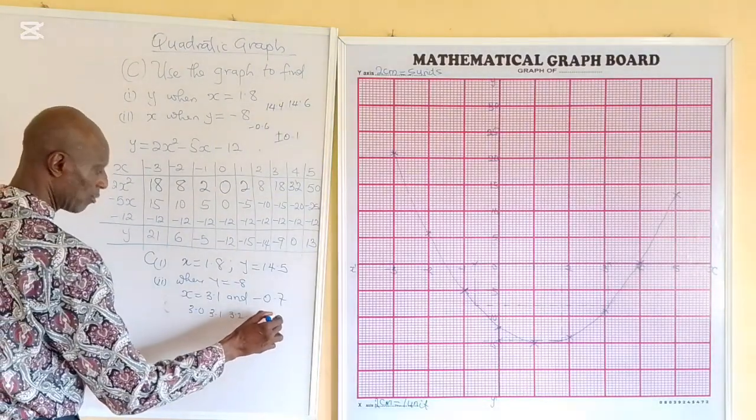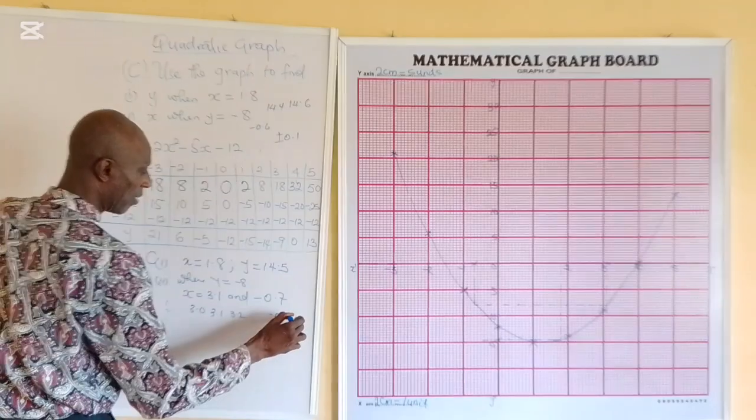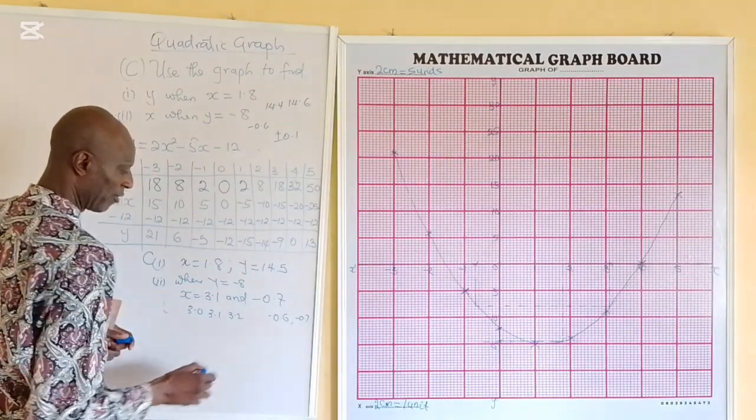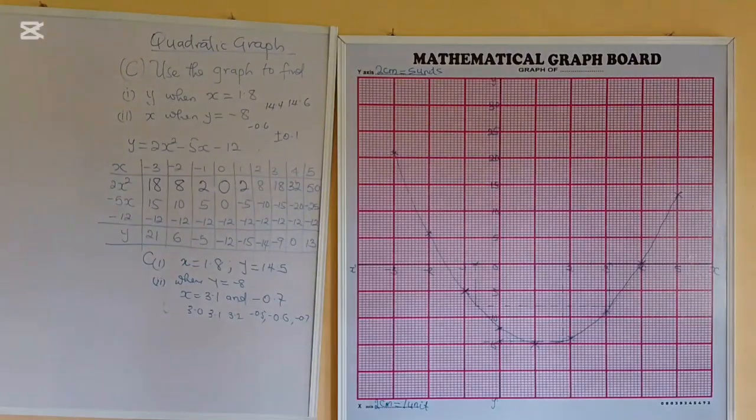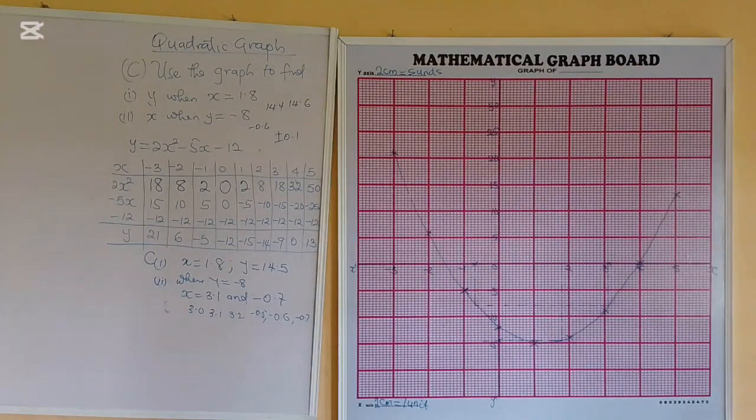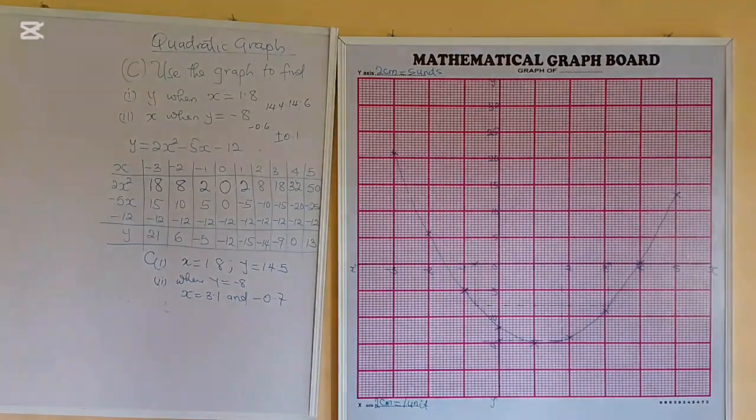What about the other side? The actual answer is minus 0.6, but when I plotted, I got minus 0.7. So I'm also correct. If you have minus 0.5, you are also correct. So you will fall within those ranges of values. But my answer now, the values of x are 3.1 and minus 0.7.